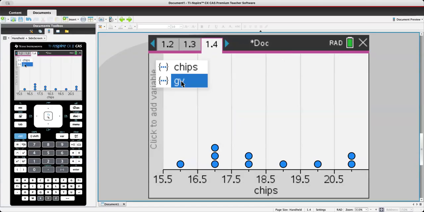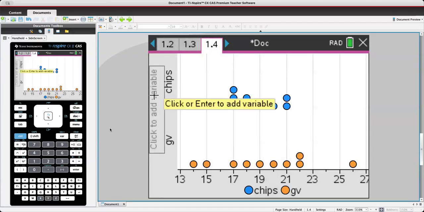Okay, you want to click to add variable. Put in the grade value there. Okay, and so then we have our two dot plots. And I would say that both of those are fairly symmetrical with no real outliers. And so what do we show that on our paper, right?